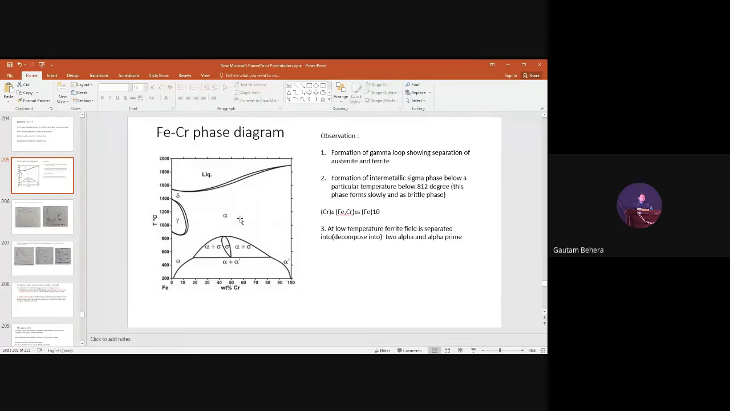This picture is basically to show you the effect of chromium on iron: what is getting stabilized and what is getting destabilized. Here the alpha phase is getting stabilized. The gamma phase is getting destabilized, due to which a loop of gamma is forming. You understand my point? Here alpha is there, right? Here gamma should be present, at high temperature, because gamma is a stable phase at a high temperature for iron. Alpha is a stable phase at a low temperature. But still you can see the temperature is very high. Here gamma should be there, but alpha is there due to addition of chromium. Chromium is a ferrite stabilizer.